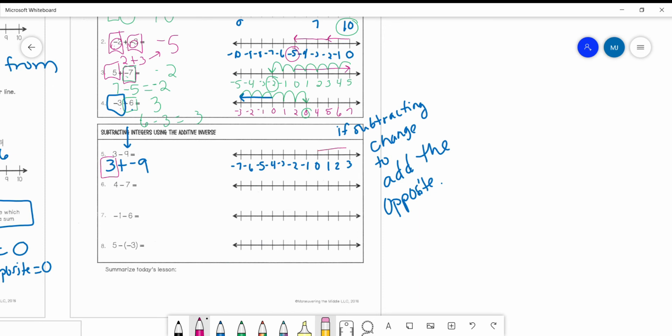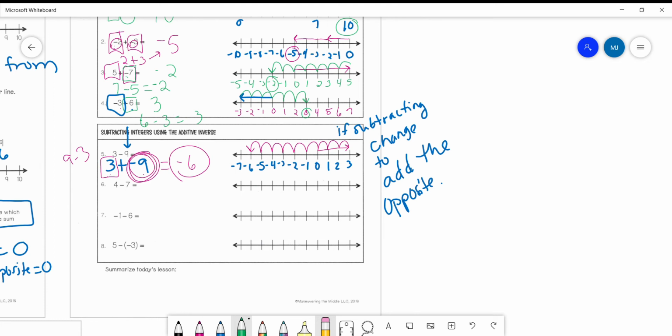So 0, 2, 3. The next thing I want to do is model negative 9. So going in the left direction 9 units. 1, 2, 3, 4, 5, 6, 7, 8, 9. So negative 6 is my answer. One way you can do this is finding the difference between those two. Since we're adding and the signs are different, find the difference. So in your head, you're thinking 9 minus 3. 9 minus 3 is 6. Keep the sign of the greater absolute value, which would be the 9, and that's a negative. So negative 6 being our answer.